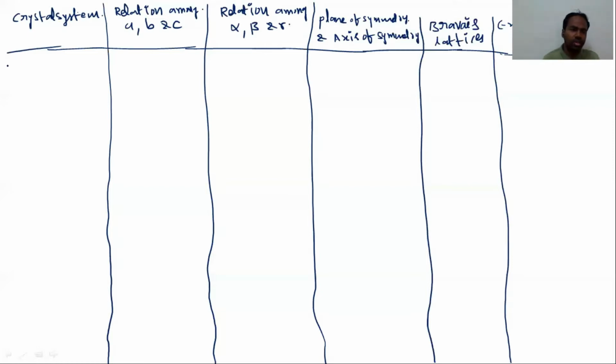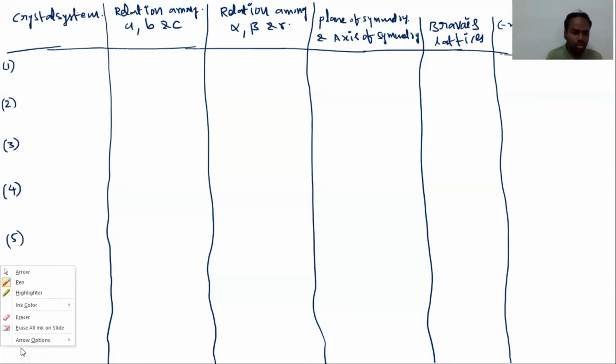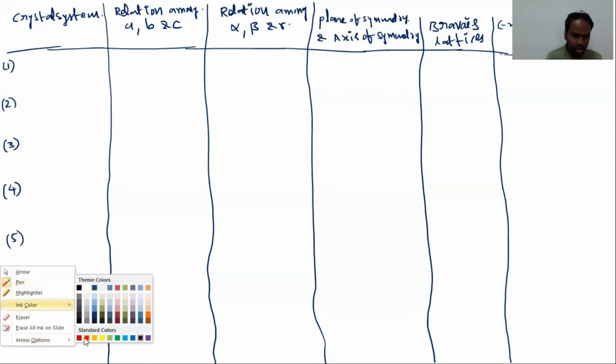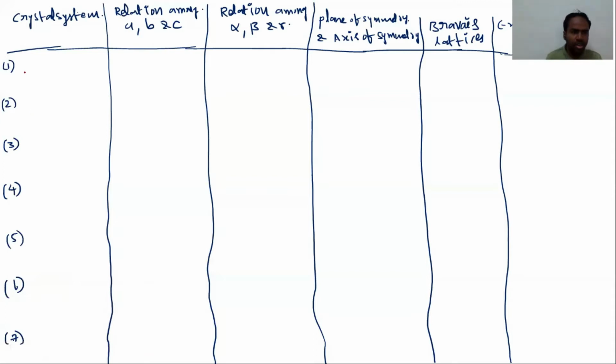Now come to the crystal systems. Total how many crystal systems are there? Seven: 1, 2, 3, 4, 5, 6, this is 7. There is a shortcut form, that is CTOMTRH.